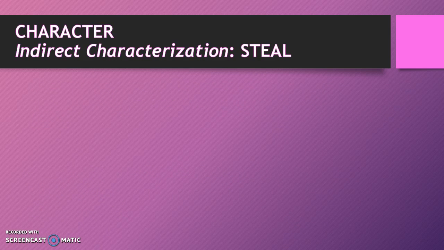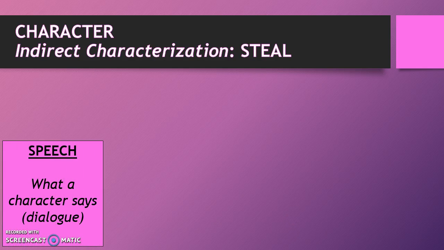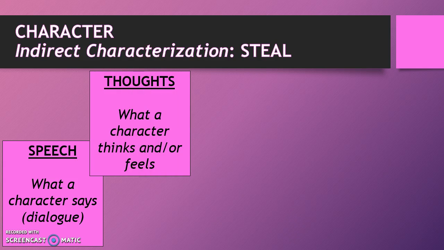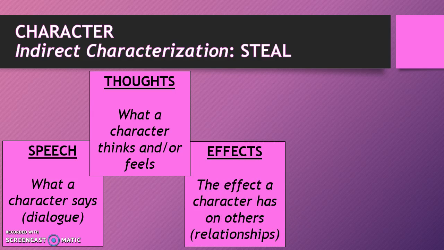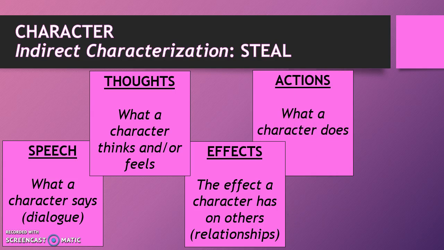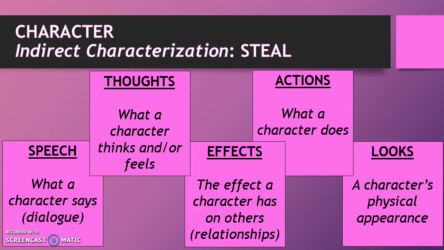There are 5 ways to determine indirect characterization. You can think of those ways as STEAL, to help you remember. S for speech is what a character says, the dialogue. T for thoughts, what a character thinks and or feels. E for effects, the effect a character has on others, relationships. A for actions, what a character does. And L for looks, a character's physical appearance.